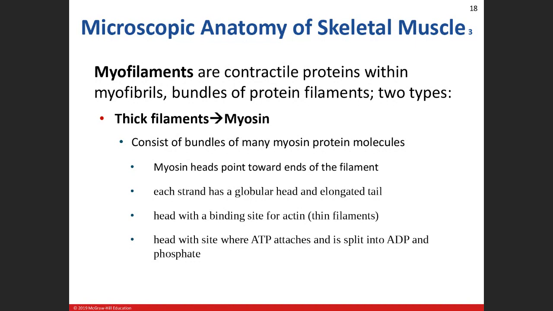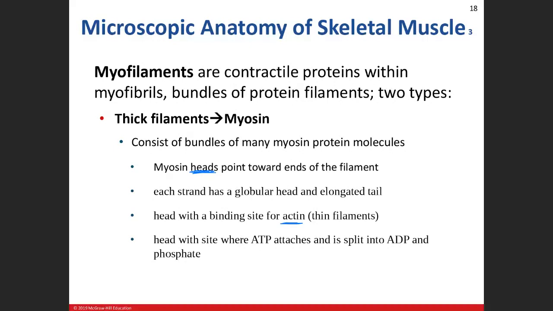So our myofilaments. The goal is to get the calcium into the sarcoplasm where these myofilaments are waiting. The two types: the thick filaments, which are the myosin. These are the ones that have that globular head. And it's this head that is going to attach onto the other protein filament, the actin.